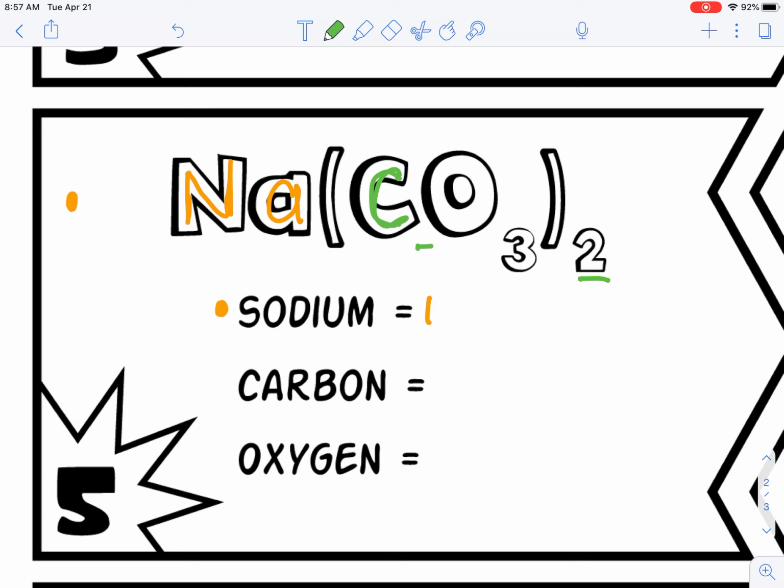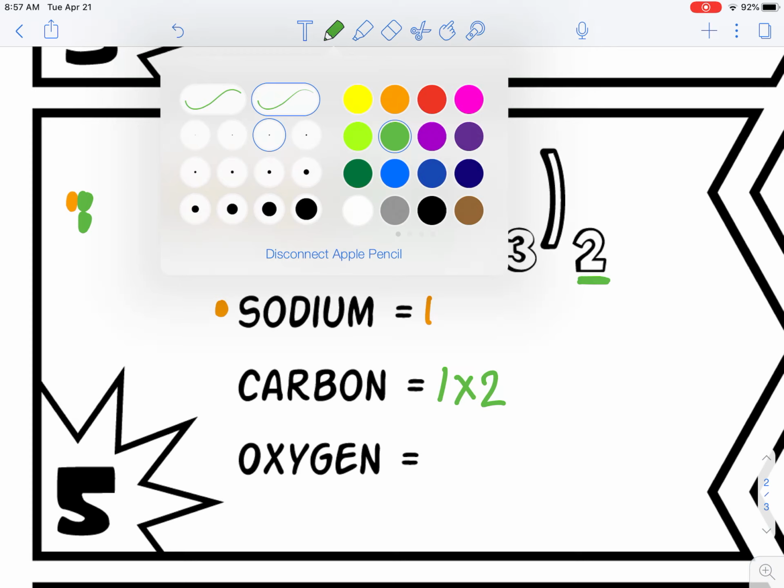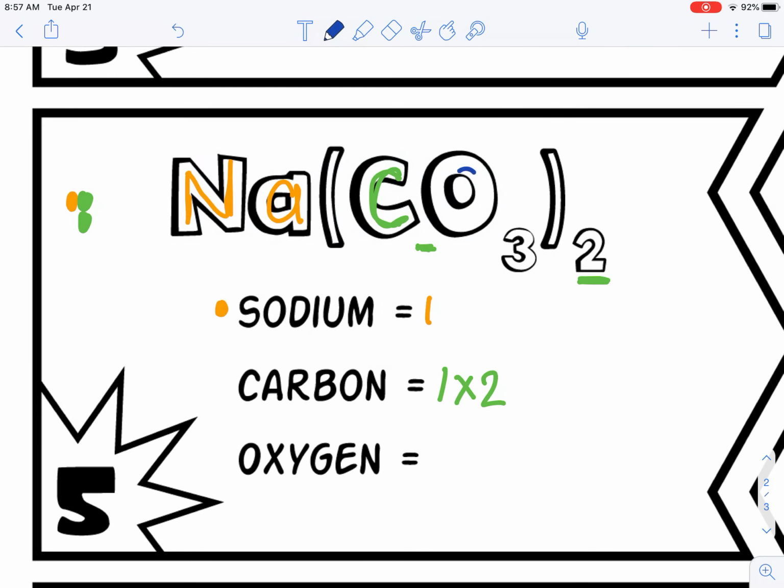So carbon, I have no subscripts here, so I have 1, and I have a 2 out here. So 1 times 2. If I wanted to draw my picture, I would have 1 carbon inside my parentheses, and I would have 2 sets of parentheses. Oxygens, I have 3 here, times my subscript on the outside of the parentheses. So I would have 1, 2, 3, 1, 2, 3.